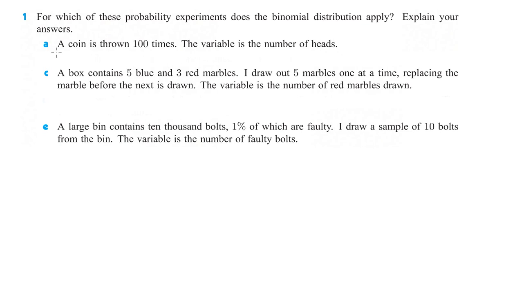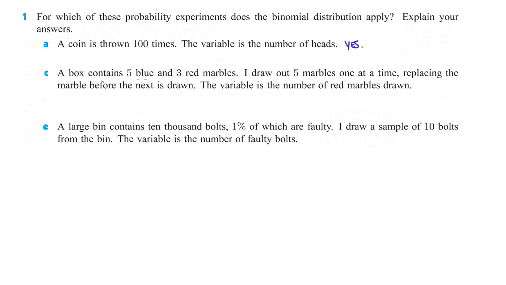Okay, so a coin is thrown 100 times. The variable is the number of heads. So each time you flip the coin, you're going to get two possible outcomes, heads or tails, and then the probability each time is the same. So it fits the two rules. So it does apply. So I'm just going to put yes on that one.